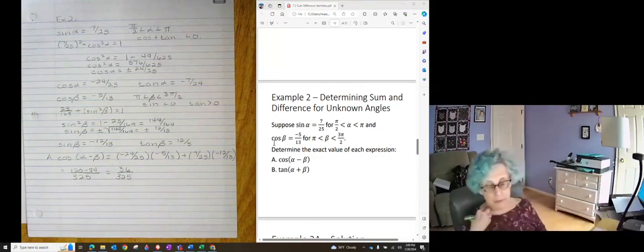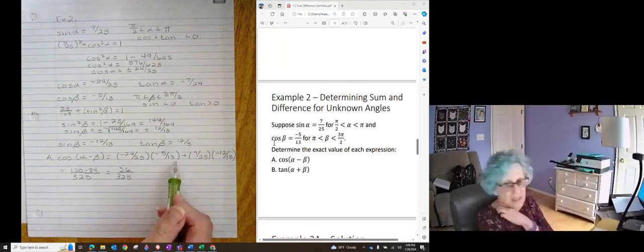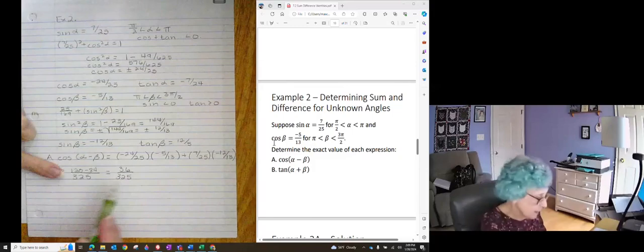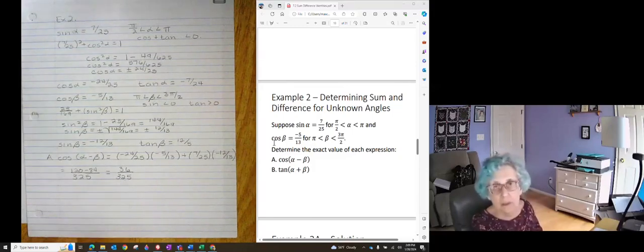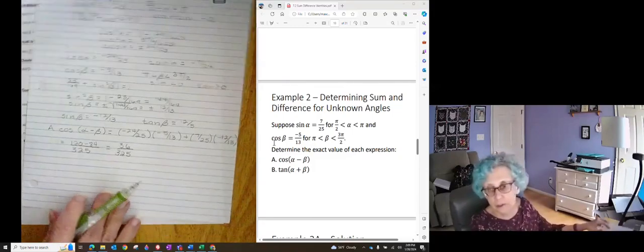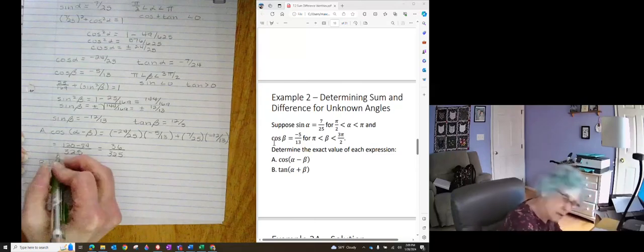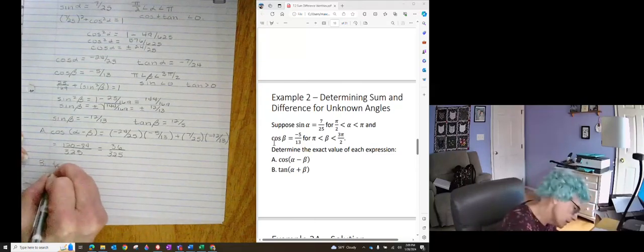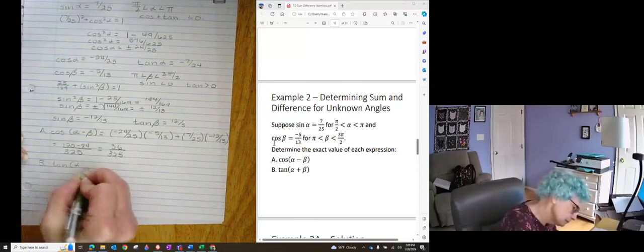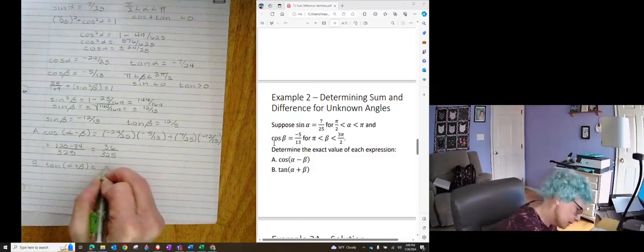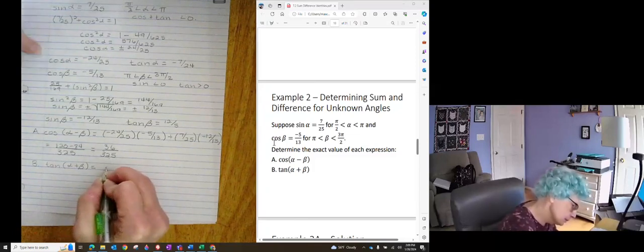over 325. So, test day, when you're not allowed a calculator, I would let you leave it like this because I don't want you taking your time doing arithmetic on the edge of the page. Homework problems, I would expect you to use your calculator and get an answer. Part B, we have tan of alpha plus beta. So that would be tan of alpha.